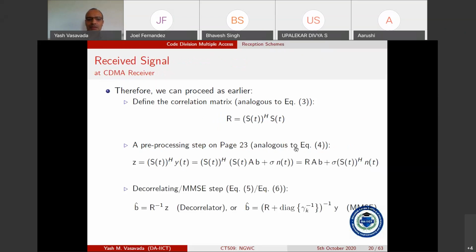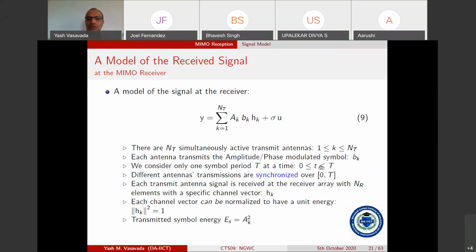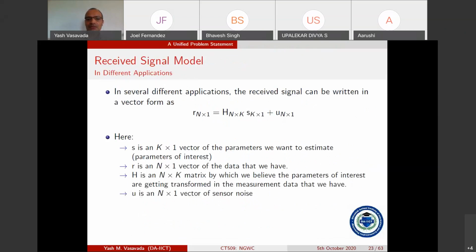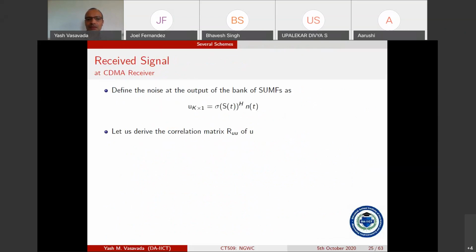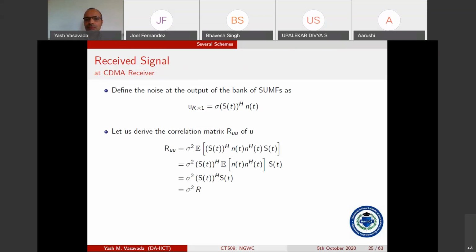Apparently, I never wrote it down in specific, but this is the SUMF. If I multiply by R inverse, I get A times B, because R times R inverse cancels out. So B hat, which is R inverse Z, becomes A times B plus R inverse of U, which we have already analyzed at the start of this lecture, which is this actually. The correlation matrix becomes sigma squared R.